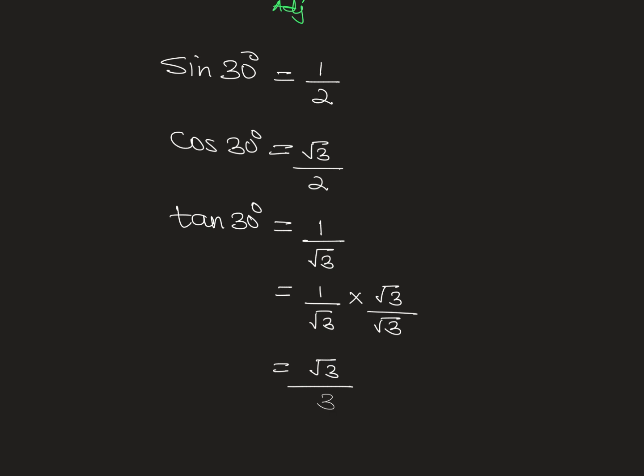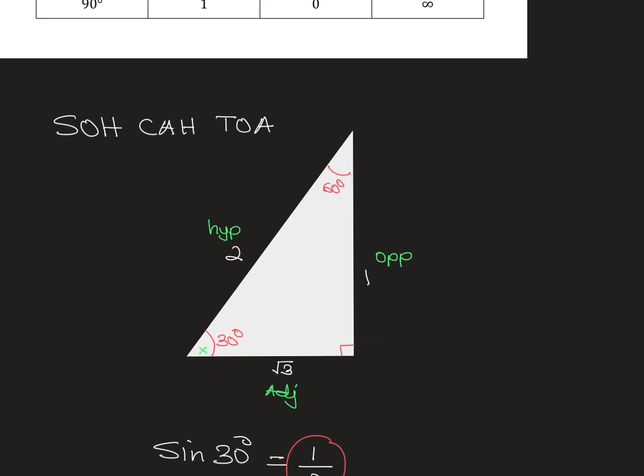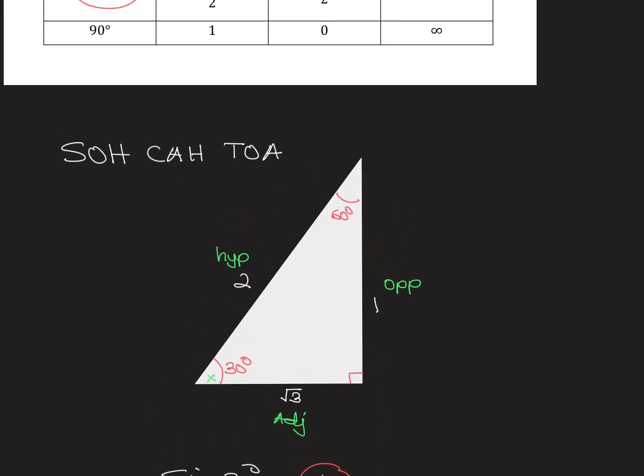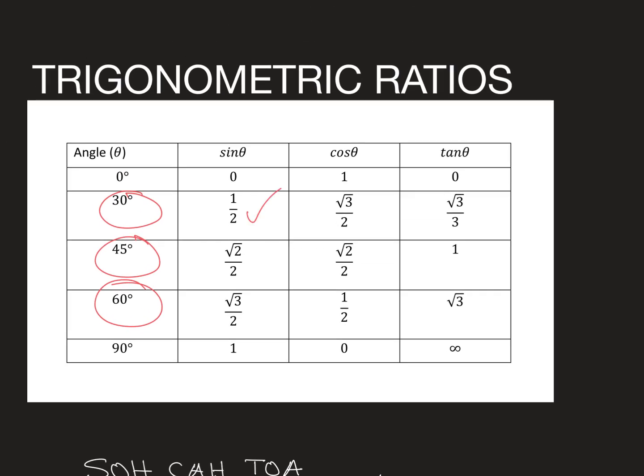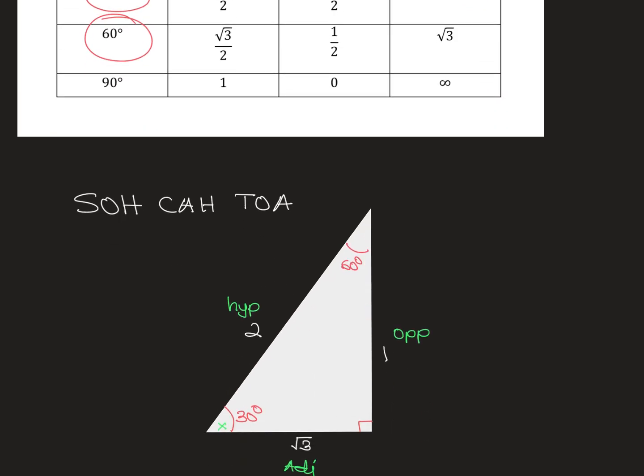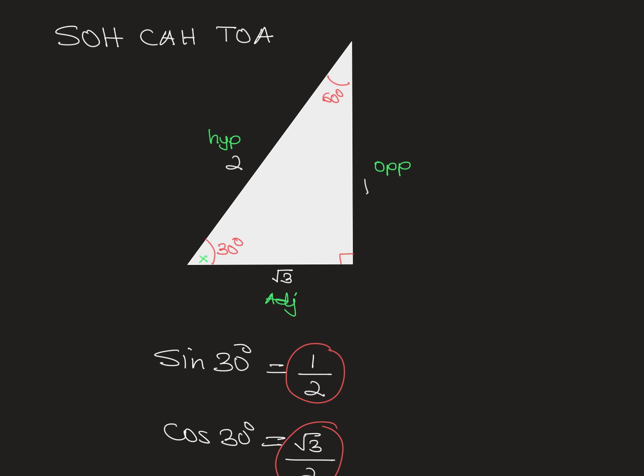Okay? Sine 30 is 1 over 2, cos 30 is root 3 over 2, and tan 30 is root 3 over 3. If you can't remember these values, then you should be able to know how this triangle is drawn, and from there you can determine the values. Sine 30 is 1 over 2, cos 30 is root 3 divided by 2, tan 30 is root 3 over 3. Let's move on to the 60 degrees angle.